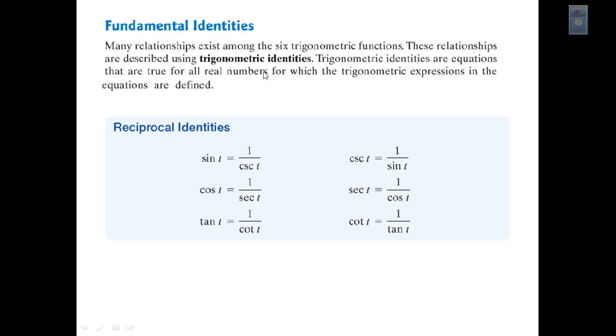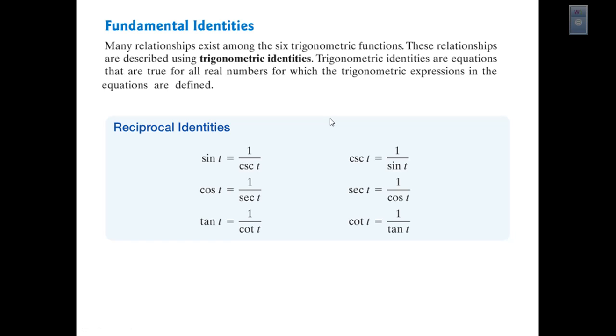All right, now these are the first of some fundamental identities that we're going to learn. Many relationships exist among the 6 trigonometric functions. These relationships are described using trigonometric identities. Trigonometric identities are equations that are true for all real numbers for which the trigonometric expressions in the equations are defined. These are known as the reciprocal identities.